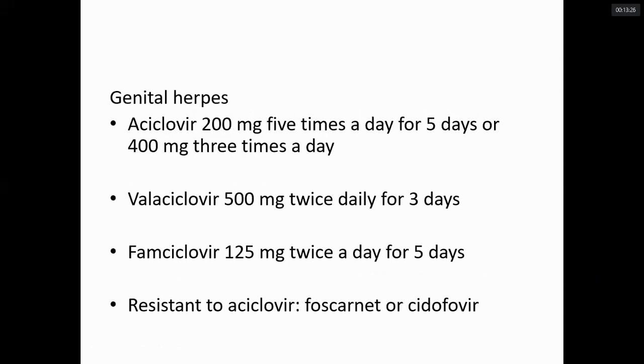In case of genital herpes, the dose of acyclovir is the same: 200 mg TDS for 5 days, or 400 mg TDS for 5 days, or 200 mg 5 times a day for 5 days. Other drugs, you can give valacyclovir, famciclovir. And if resistant to acyclovir, it can be foscarnet or penciclovir. These other drugs, you don't have to remember the doses, but for acyclovir, you should know the doses of the drug.